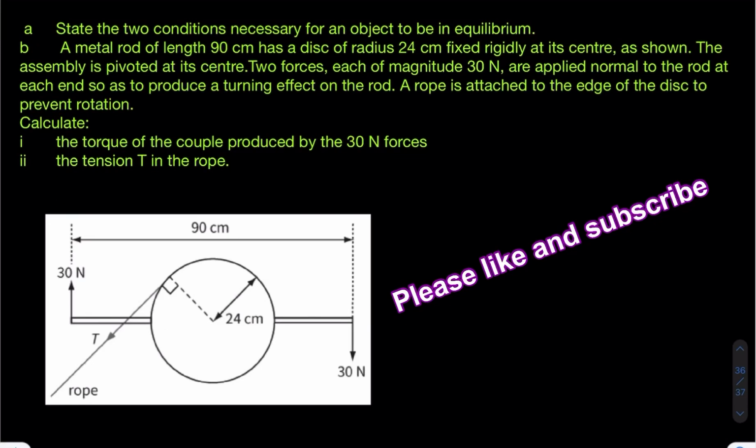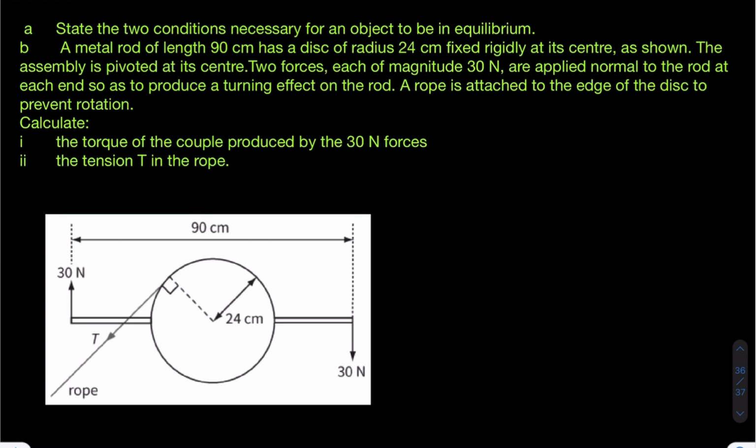Hello everyone, here is a problem from Cambridge textbook A level. In the first part it says state the two conditions necessary for an object to be in equilibrium. So for an object to be in equilibrium we need two conditions to be satisfied.